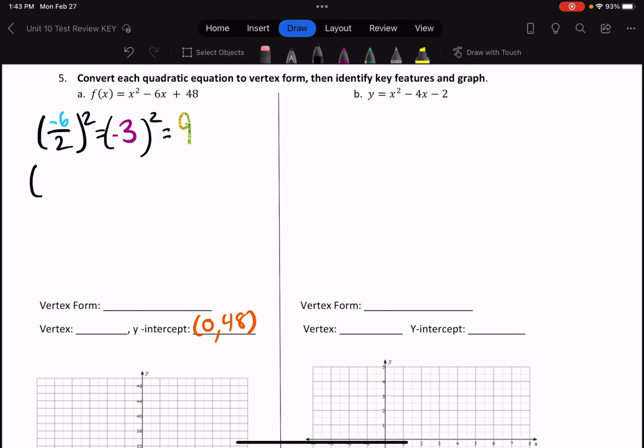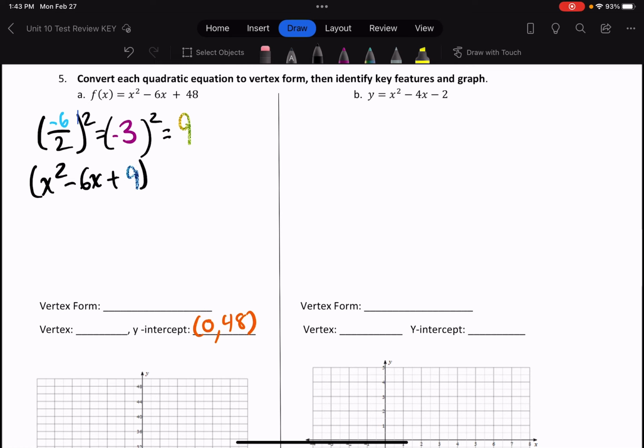From here, we're going to isolate our variable term. So we've got x squared minus 6x, and we're going to add to that our perfect square. We still have the positive 48 as our constant at the end, but since we added the 9, we also have to subtract our perfect square 9 from the end. From here, we can simplify a little bit. So that's going to give me x squared minus 6x plus 9. And then I've got 48 minus 9, which is going to give me 39. So plus 39 at the end.